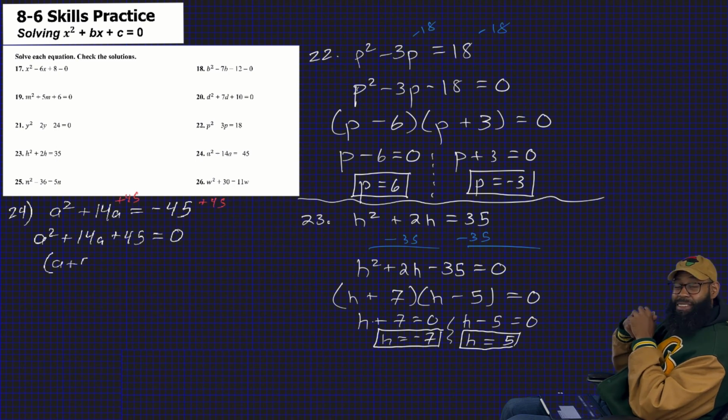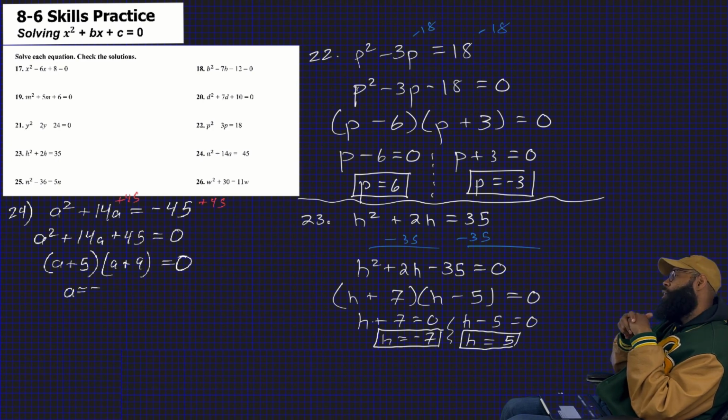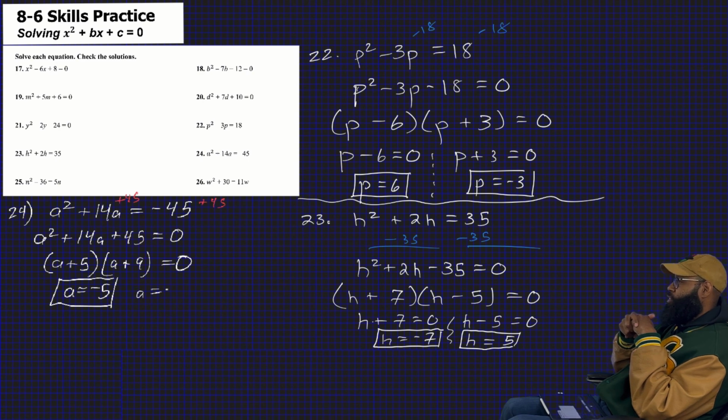No minuses, no subtraction, no negatives in here, so it's a plus and a plus. And everybody knows their fives. 5, 10, 15, 20, 25, 30, 35, 40, 45. 9 times 5 is 45. Therefore, a plus 5 is equal to 0, or a plus 9 is equal to 0.